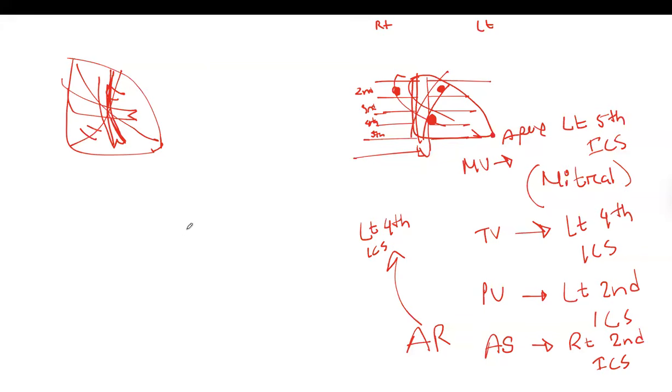Now that you know the different sites of the murmur, the next step is to know what the murmur sounds are. First of all, I remember only one murmur, which is the mitral stenosis murmur. Mitral stenosis murmur is a mid-diastolic murmur, and all mitral murmurs are best heard in the left fifth intercostal space. So it's a mid-diastolic murmur.